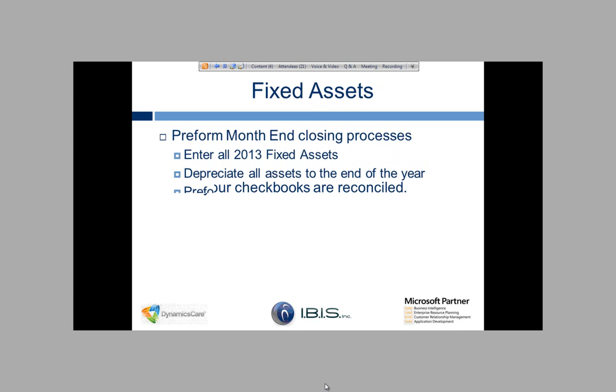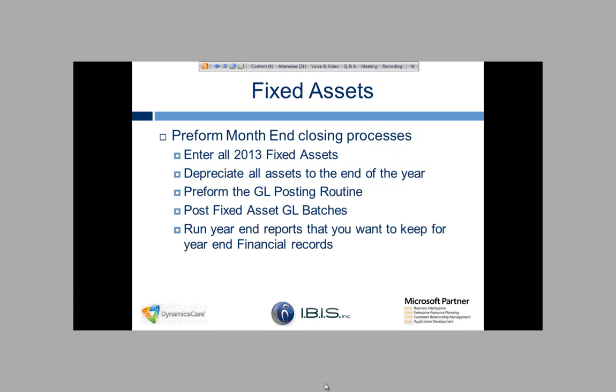So first of all, with fixed assets, we want to perform the month-end closing process. We want to enter in all 2013 fixed assets. We want to depreciate all assets to the end of the year. We want to perform the GL posting routine. We want to post fixed assets GL batches. And then we want to run the year-end reports that you want to keep for year-end financial records.